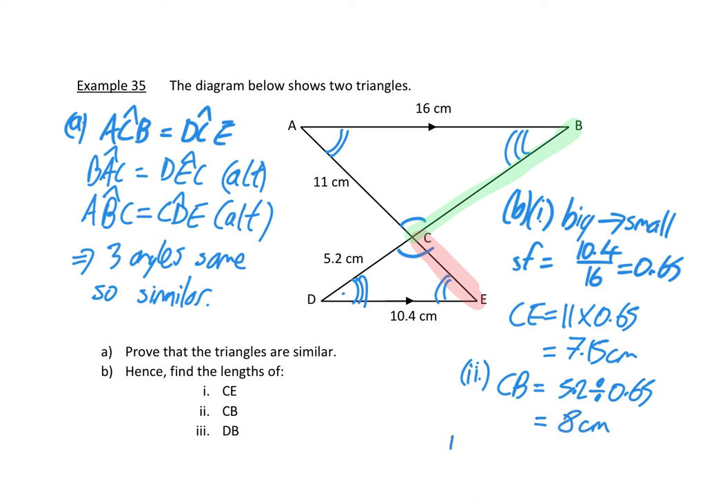And our last thing we have to do in this question is find the whole length from D to B. So that would be all the way from here to here. So it's just going to be those two lengths added together. So DB is just going to be 8, which we've just worked out, plus 5.2, which works out to be 13.2 centimeters, and that's it.